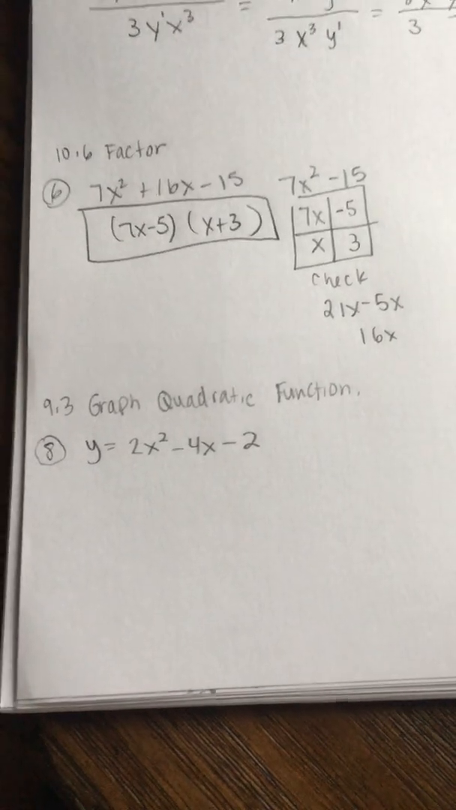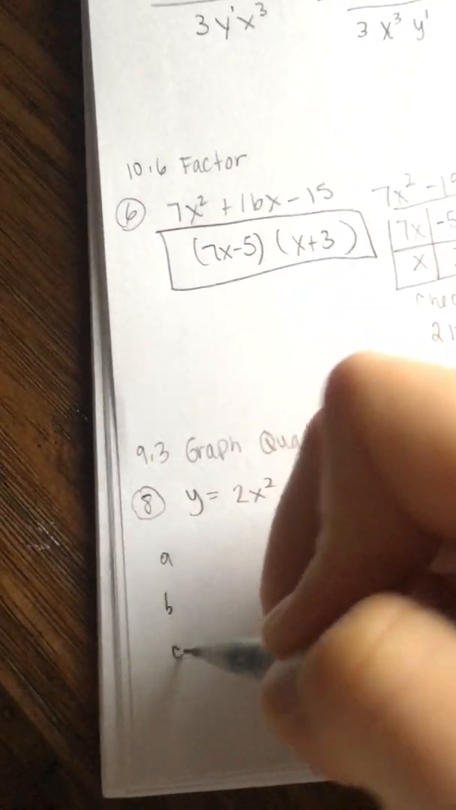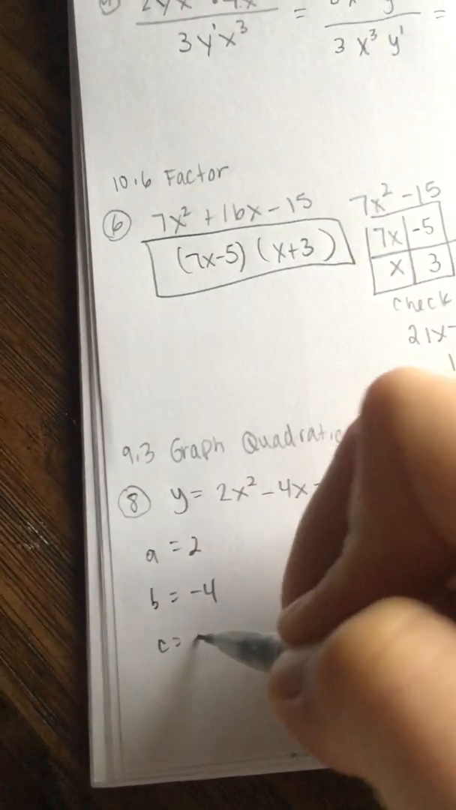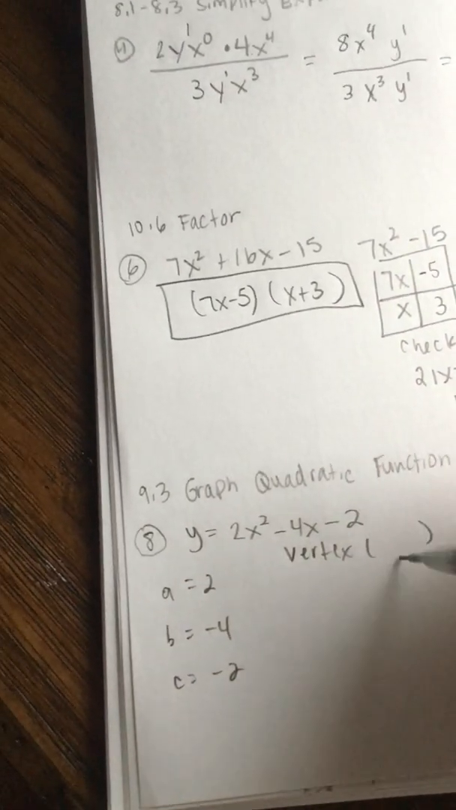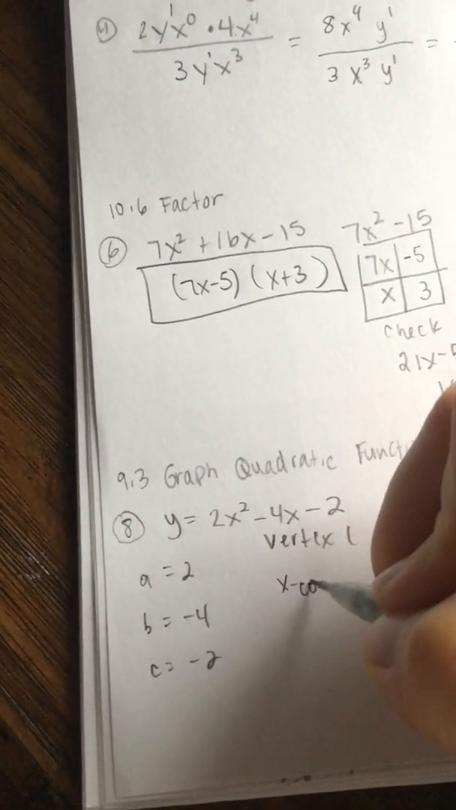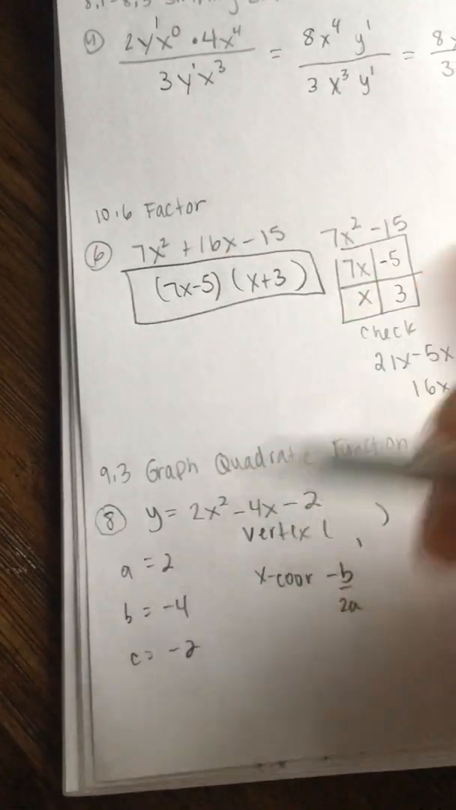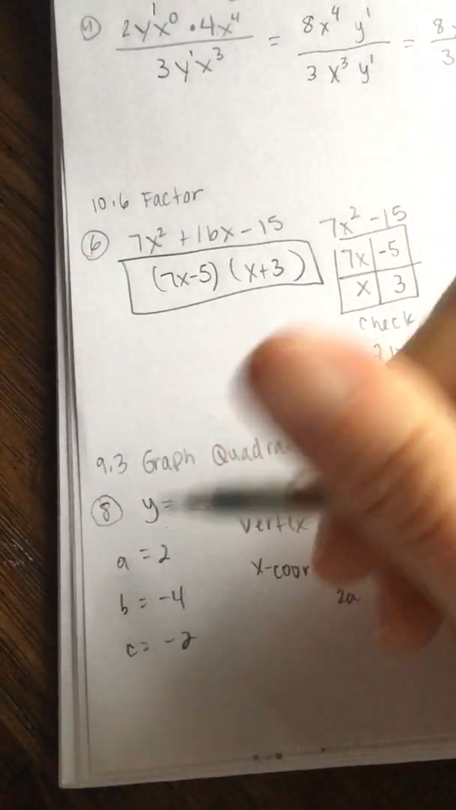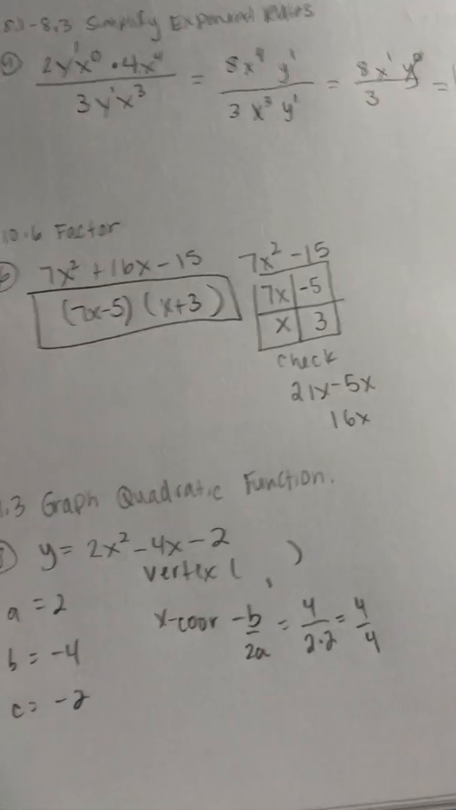Number 8, we need to graph this quadratic function. This quadratic function is in standard form, so I'm going to list A, B, C. I can see that A is 2, B is negative 4, and C is negative 2. I'm going to find the vertex, which we know is the highest or lowest point. I'm going to find the x-coordinate by using that formula, opposite B over 2A. The opposite of negative 4 is 4 over 2 times 2, because A is 2. So I get 4 over 4, which is 1.